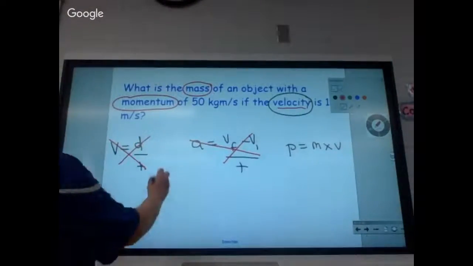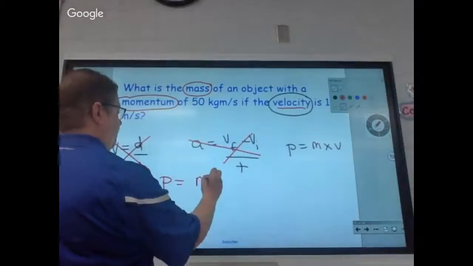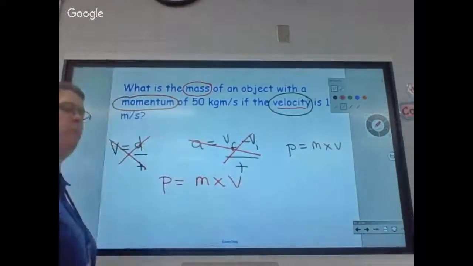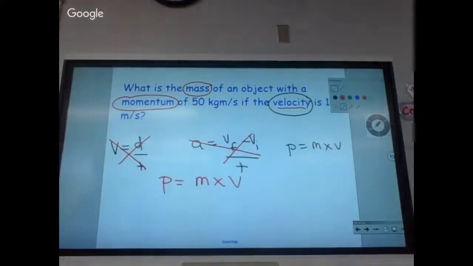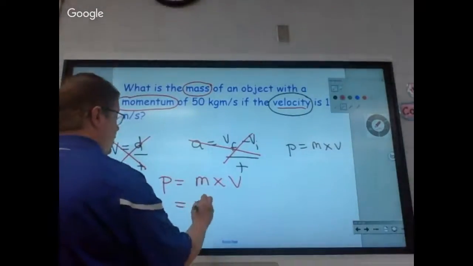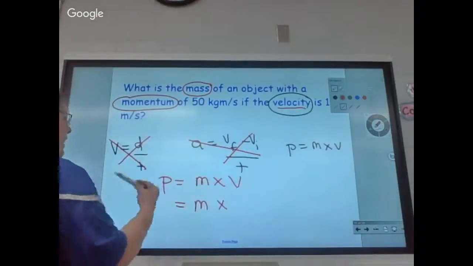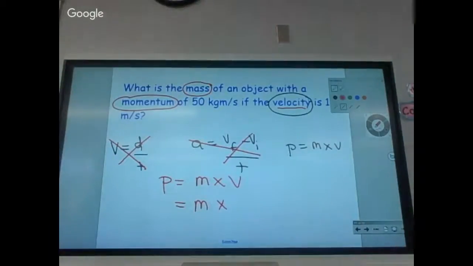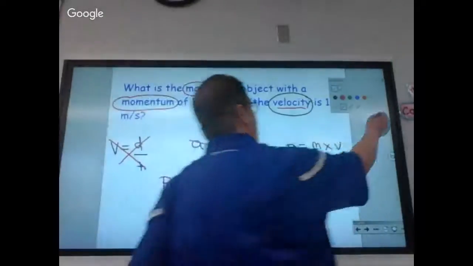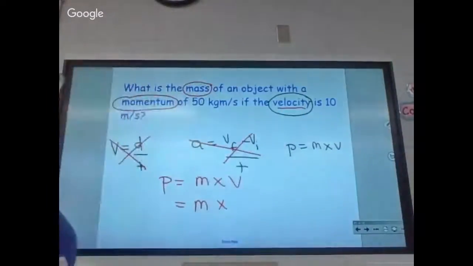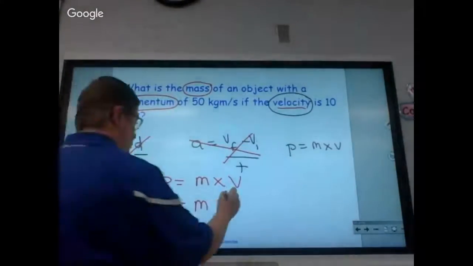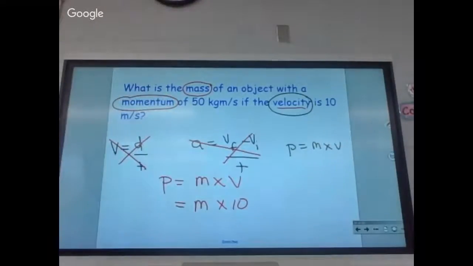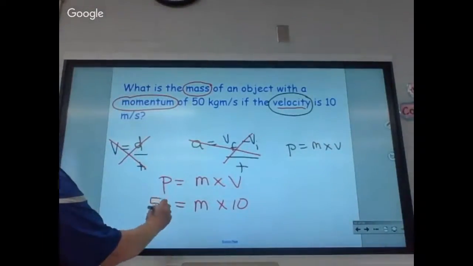So, if I need P equals M times V, which variable am I solving for? The mass, the momentum, or the velocity? I'm looking for mass. So, I'm looking for M, which means I've got to have velocity and I've got to have momentum. So, what is my velocity? Velocity is covered up there with that color. So, I'm going to put 10 where V is. And what is my momentum? 50.